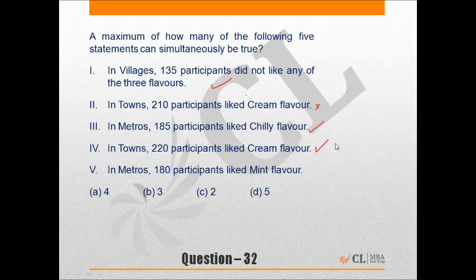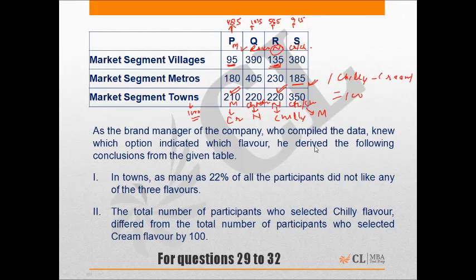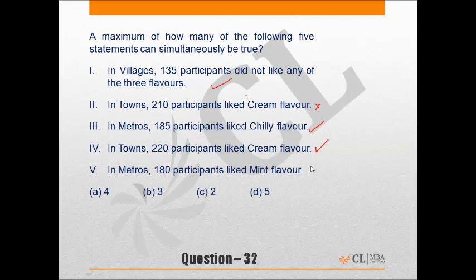Now come to the last statement. In metros, 180 participants like mint flavor. Yes, in metros 180 like mint flavor, which is also true. So a maximum of 4 statements can be true simultaneously in this problem.